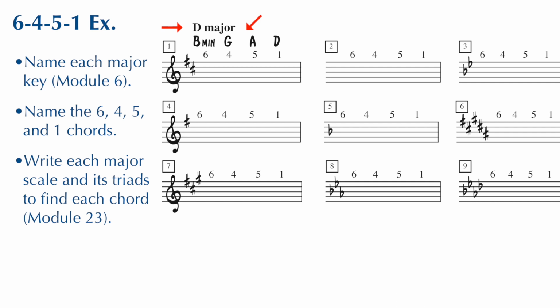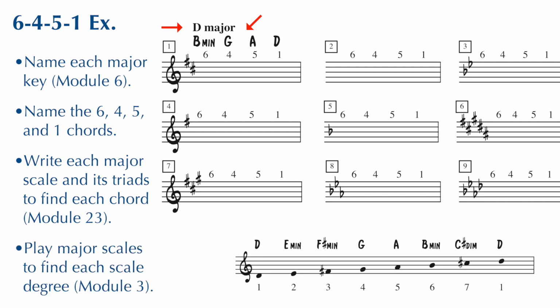And remember, the 6th chord is going to be minor, the 4, 5, and 1 chords are going to be major. You can also play major scales to figure out these answers. So if I know that I'm in the key of D major, I can play 1, 2, 3, 4, 5, 6, 7, and then 1. So I can play up 6, 1, 2, 3, 4, 5, 6, find myself on a B, and as long as I know my 6th chord is B minor, I can identify that chord as B minor.